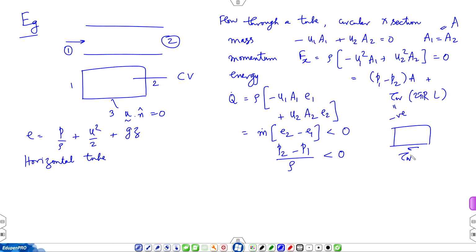Now, the question is how much is P 2 minus P 1? That calculation we will take up as we go along, because it is not adequate to say P 2 minus P 1 is less than 0. So, you want numbers, but at least based on the initial formulation, this is the result we have.